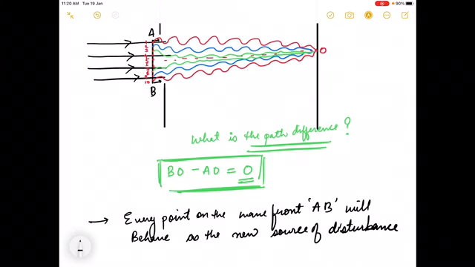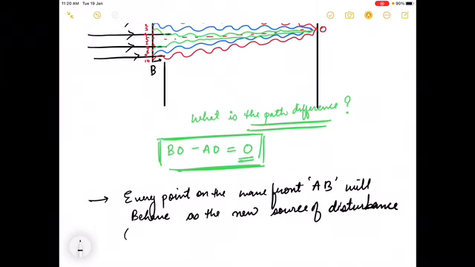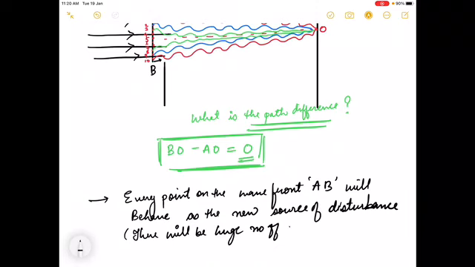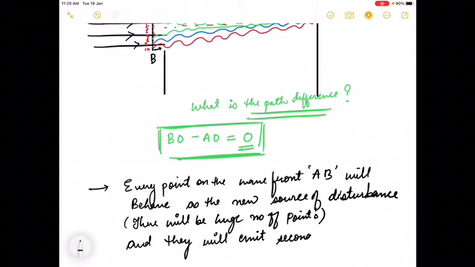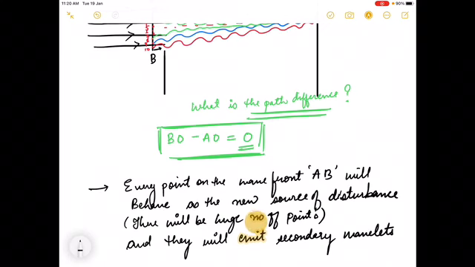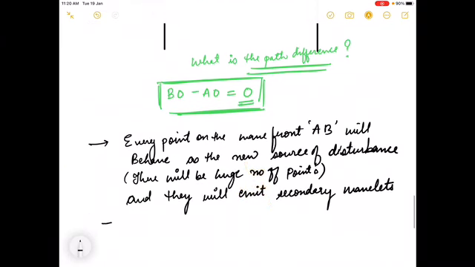New source of disturbance, right? And obviously there will be a huge number of points, which we have to understand here. And they will emit secondary wavelets, yes or no? They're going to emit secondary wavelets, right? And we can clearly say from here, what will happen after that, right?